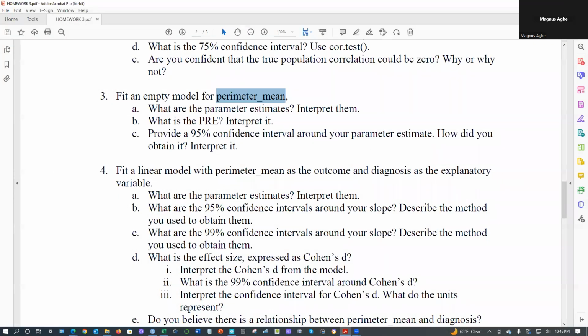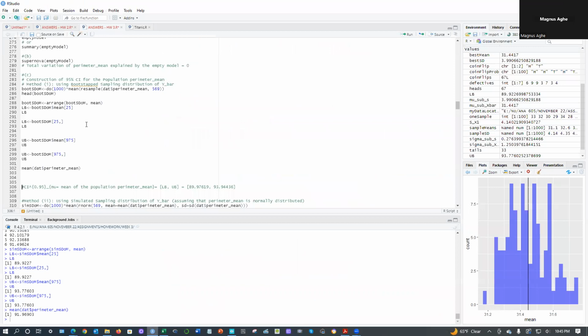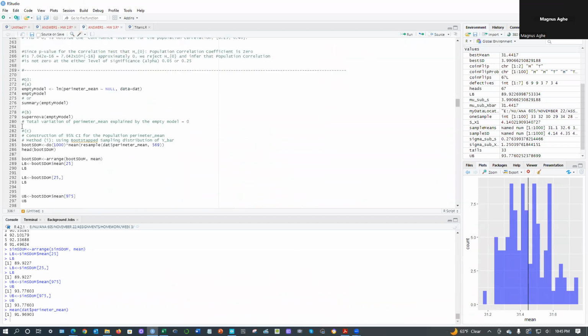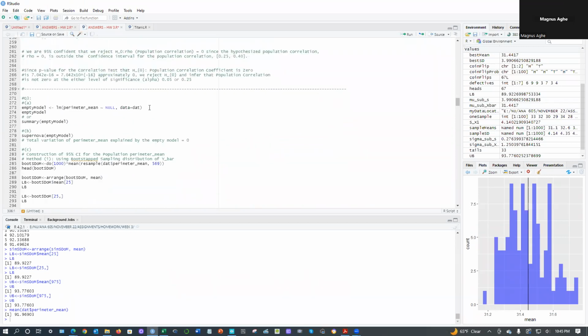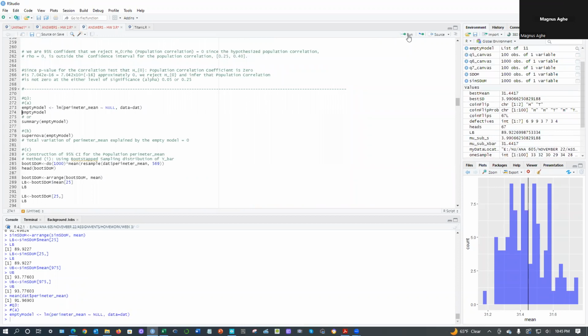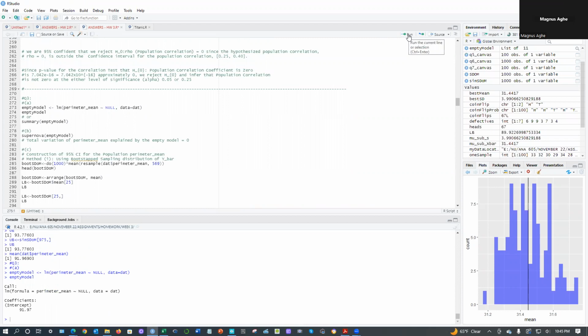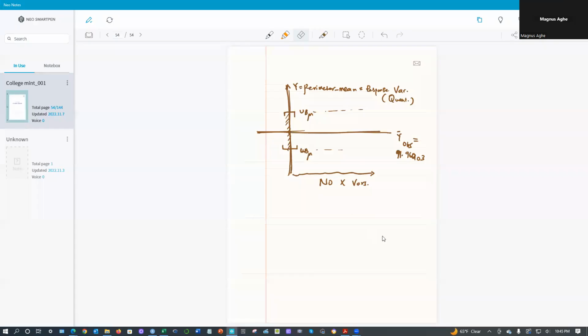That's what we are trying to do over here, number 3. We get this one, 91.97. This will be approximated by 91.97. But that's not enough. I need the lower bound and the upper bound.